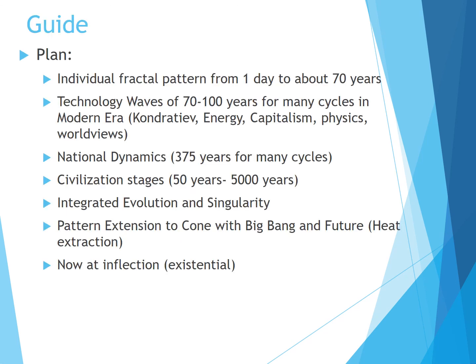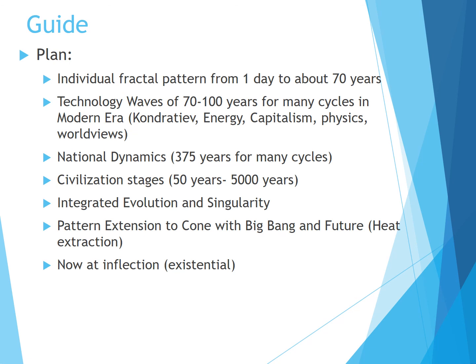And so we took a look at what's in this book. Just to review this, we looked at individual fractal patterns from 1 day to 70 years, and then we extended that a little bit. Then we had technology waves of 70 to 100 years. Then we looked at national dynamics, so 3 phases of the US. And then we compared it to Russia and China, and we saw some evidence for a 375-year cycle, something along those lines.